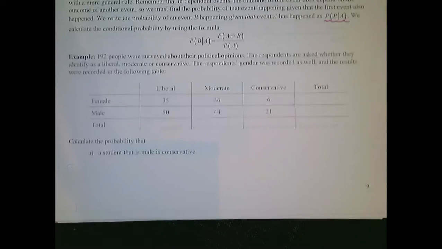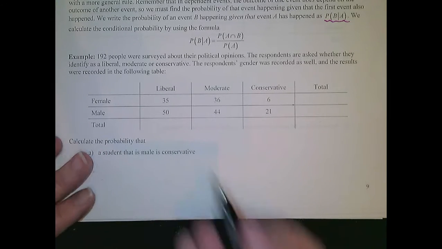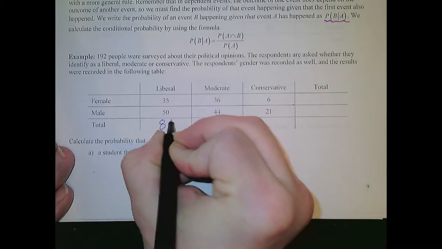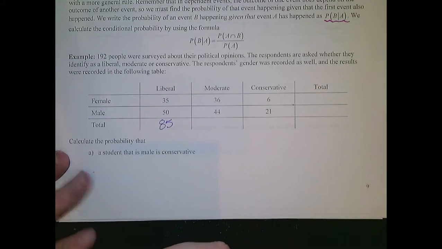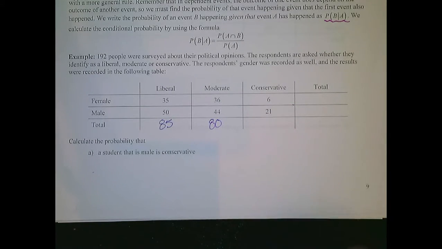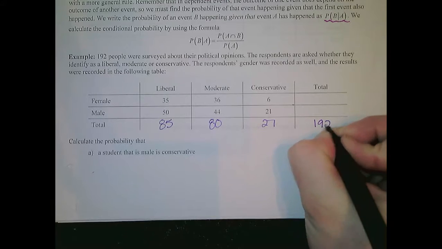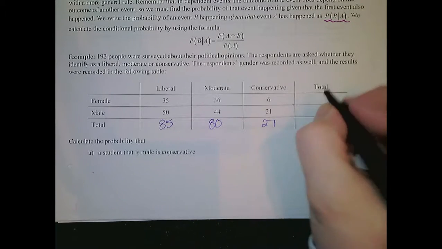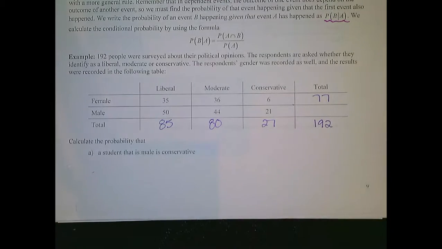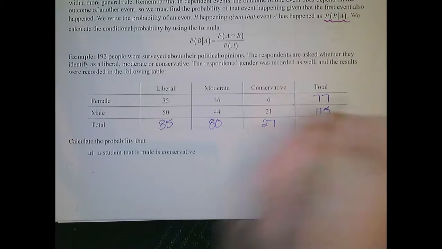So for the sake of time, I'm going to go ahead and put in our numbers here because we've already added these up. We know that there were 85 who identified as liberal between both genders, 80 who identified as moderate between both genders, and 27 who identified as conservative, for a total of 192. We also determined that 77 of the respondents were female and that 115 were male, just by adding those values up.